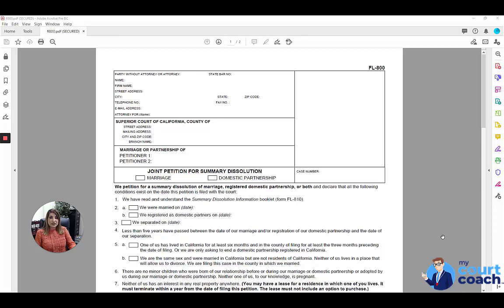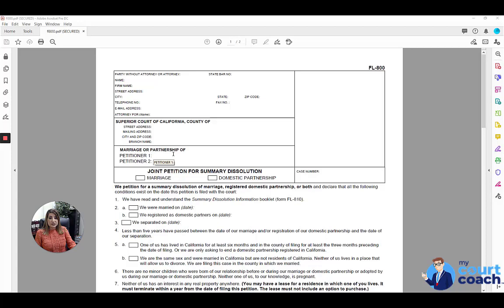I'm Sarah, and I'll be your instructor today as we talk about the joint petition for summary dissolution. In order to fill this out, one of you needs to fill in your information at the top. The court will give you a case number. This will be handed out when you go to file at the court.